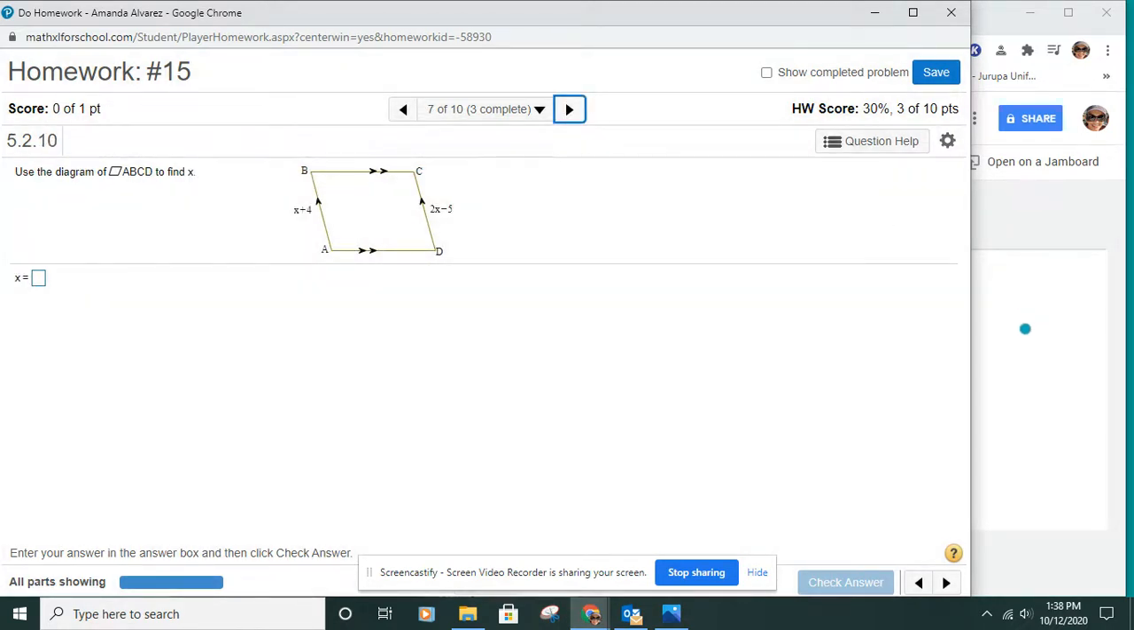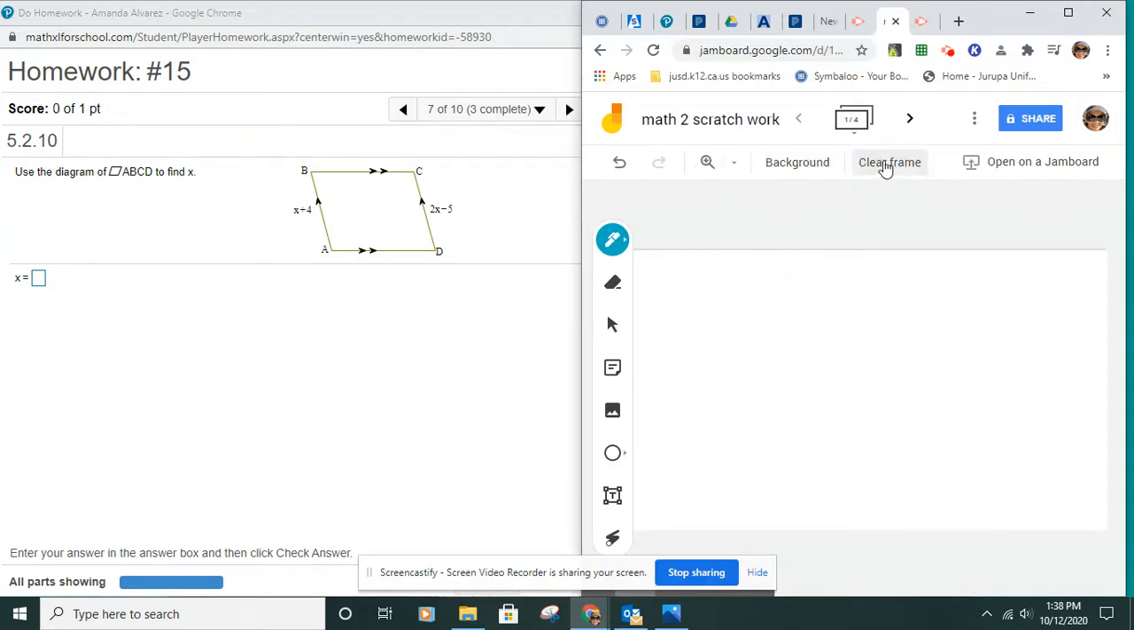All right, so here's where it gets a little more complicated. It says use a diagram of parallelogram ABCD to find x. We did a problem like this in the book on page 276. It's almost even the same numbers. So these are opposite sides. In order to solve and find x, I need to set them equal to each other.